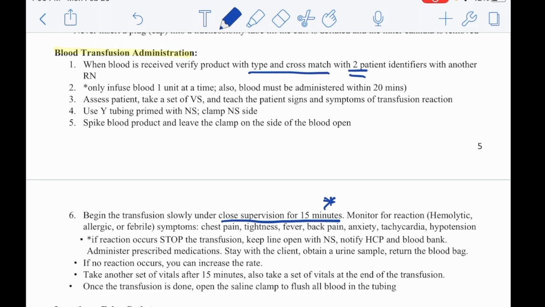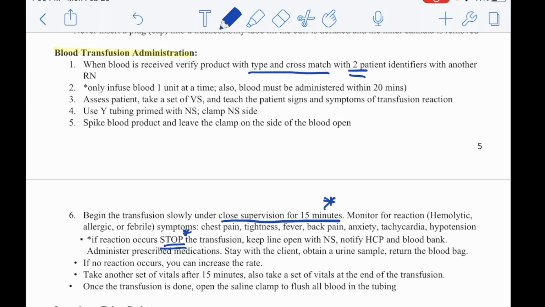So we're looking for a hemolytic, allergic, or febrile symptoms. Chest pain, tightness, fever, back pain, anxiety, tachycardia, hypotension. If a reaction occurs, we stop the transfusion, keep the line open with normal saline, and notify the healthcare provider and the blood bank. These are the questions you will most likely be asked on NCLEX.